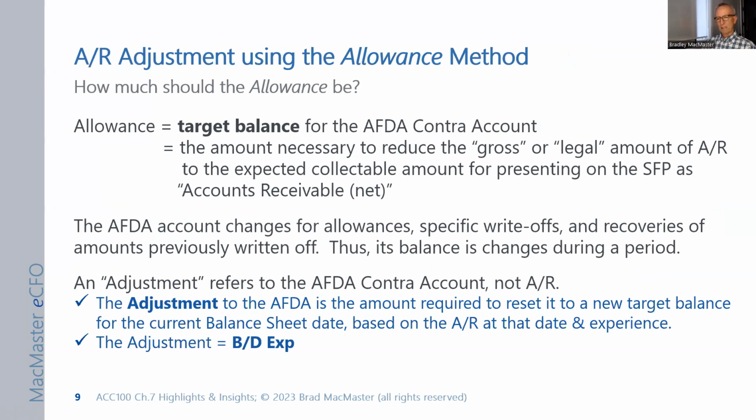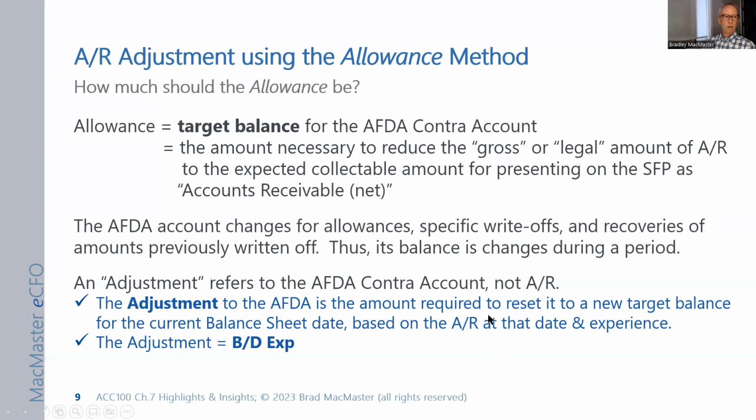So let's look at how much the allowance should be. When we determine the allowance for doubtful accounts, we are trying to establish the target balance. This is the balance that the contra account should end up in. And it is the amount that's necessary to reduce the gross amount of accounts receivable, or the total of all the legal amounts we're owed, to the expected collectible amount that we can present on the statement of financial position as accounts receivable net.